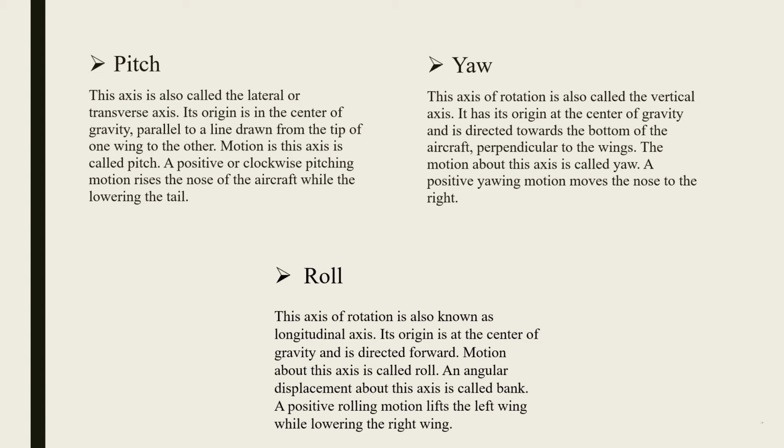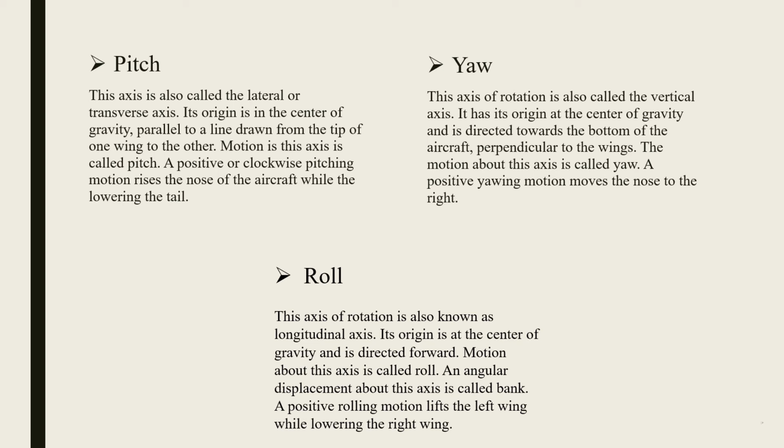Yaw. This axis of rotation is also called the vertical axis. It has its origin at the center of gravity and is directed towards the bottom of the aircraft, perpendicular to the wings. The motion about this axis is called yaw. A positive yawing motion moves the nose to the right.